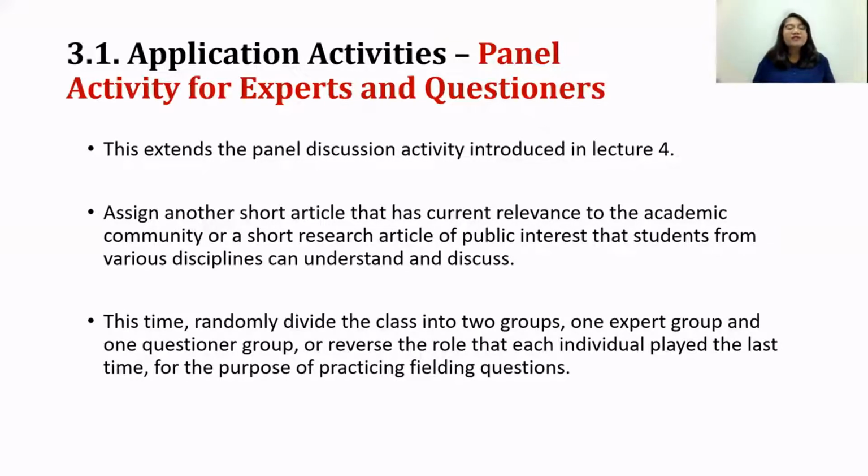This time, randomly divide the class into 2 groups, 1 expert group and 1 questioner group, or reverse the role that each individual played the last time for the purpose of practicing fielding questions. So you divide the students into 2, 1 as the expert, the other one as the questioner, or you can just use the same grouping but reverse roles. If the students played expert group in the panel discussion, assign them to be questioner group and vice versa. Okay, but if you're using this as a self-study, you have no choice. You have to play those 2 roles, right?